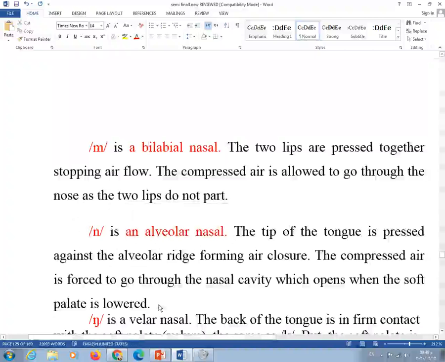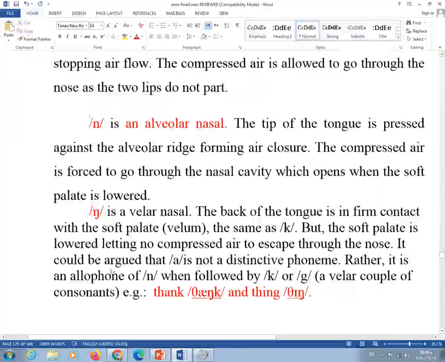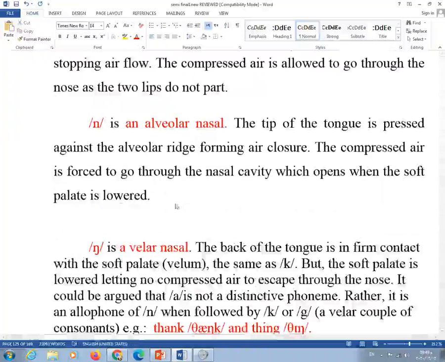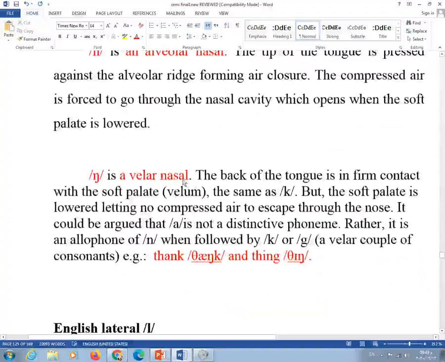The third is ng, and this is nasal velar. Nasal velar, why? Because it comes from the area of the velum, or the soft palate. The second name for the velum is the soft palate. The back of the tongue, as you see here, is in firm contact with the soft palate or the velum, and the same also as K. And the soft palate is lowered, letting compressed air escape through the nose.